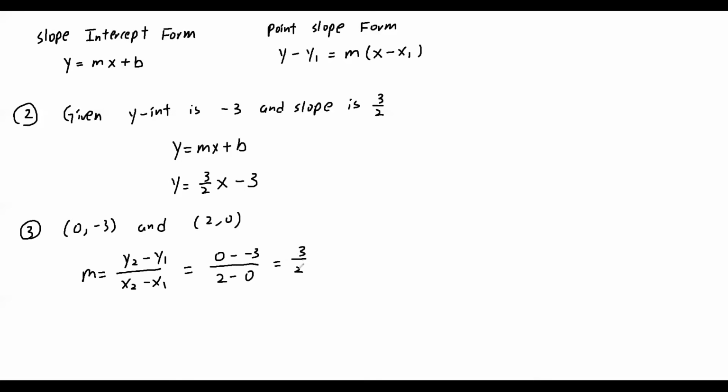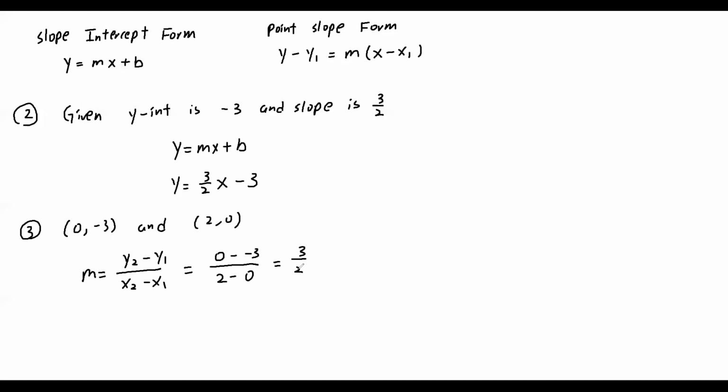Be careful, slope formula is always changing y over changing x. So y on top, x at the bottom. A lot of common mistakes people make is putting x on top and y at the bottom. Then you will have the wrong slope. So always put y on top, x at the bottom.